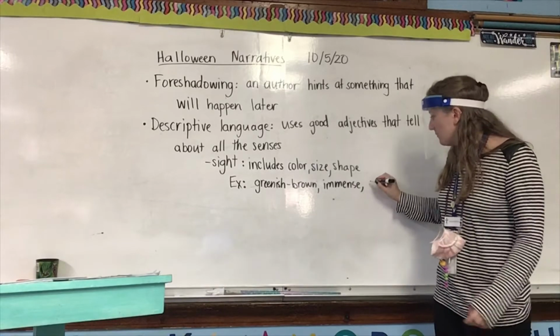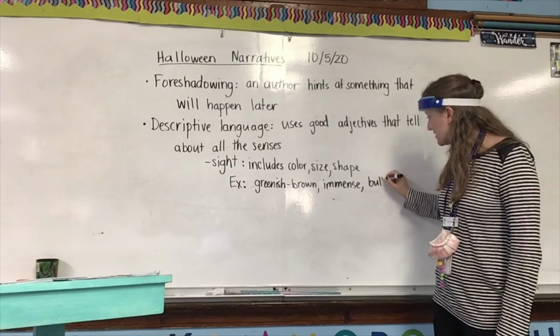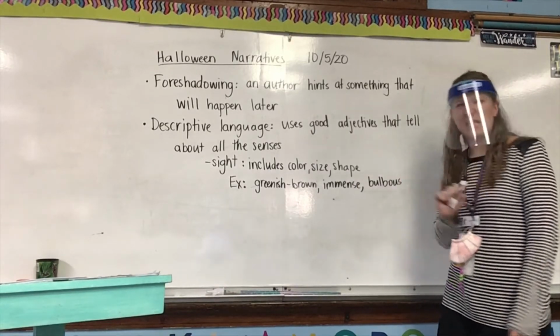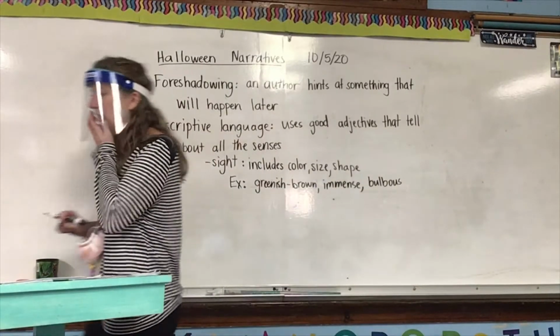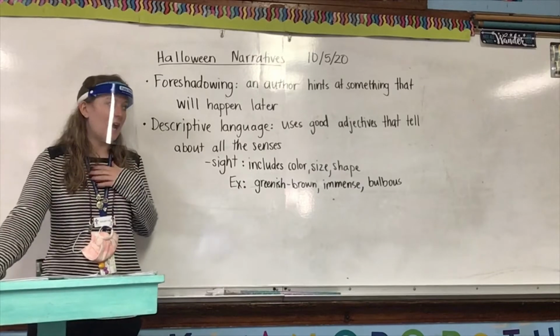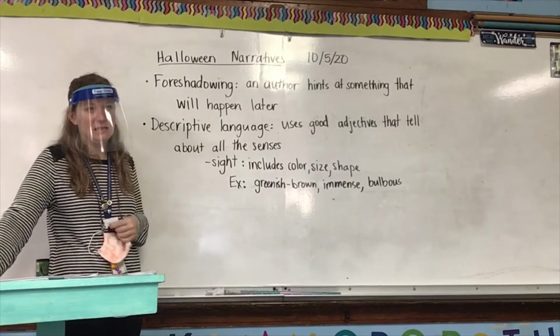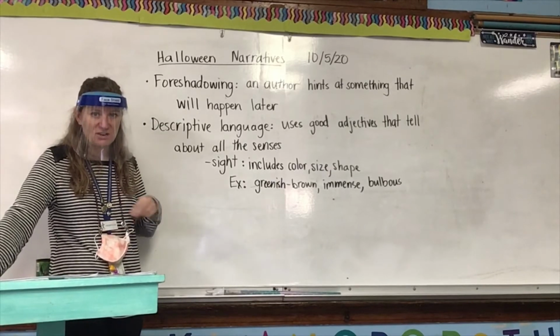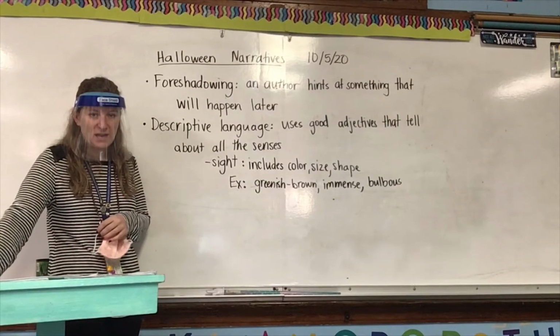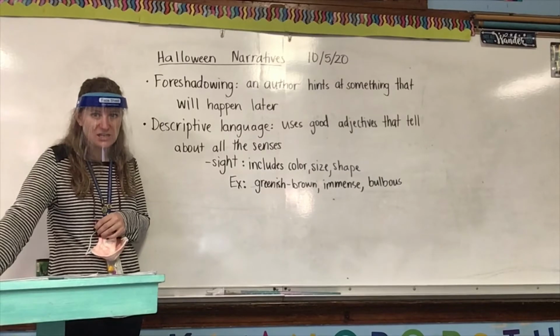Or for shape, you could use bulbous, which means kind of round. So these are good adjectives that you can use. This would be a good time to use your dictionary. Everybody at school has a children's dictionary. Does everybody at home have a good dictionary that they can use?